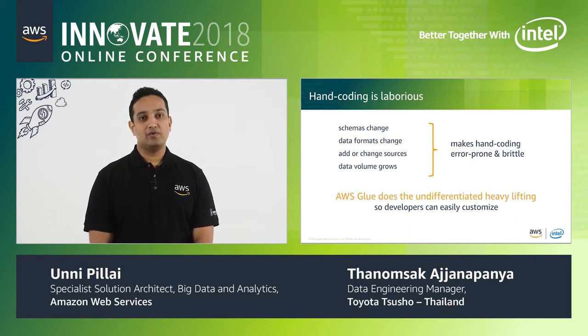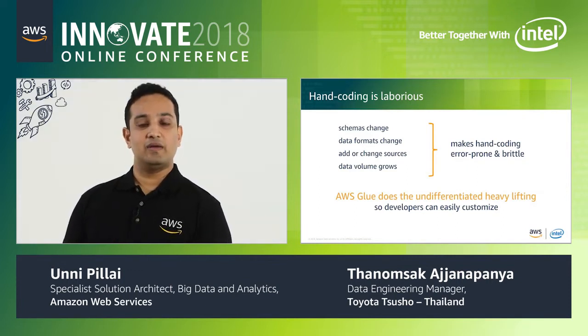That's why we created AWS Glue. It actually does a lot of the undifferentiated heavy lifting that you need to do to manage these changes so that developers can focus on the high-level things that they need to get done for their ETL code. We do the rest underneath.